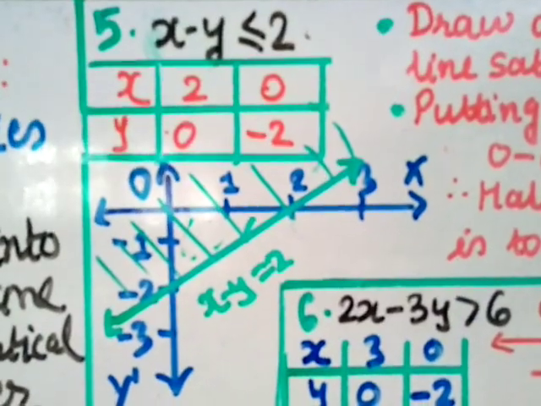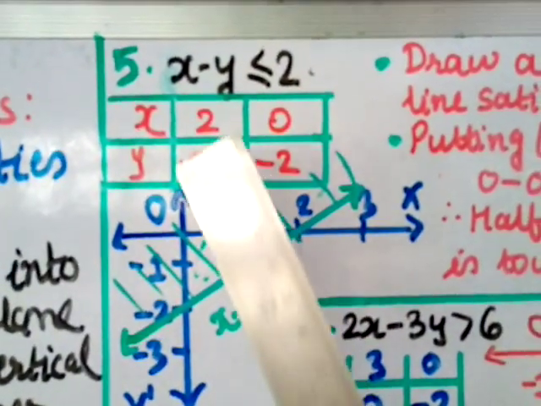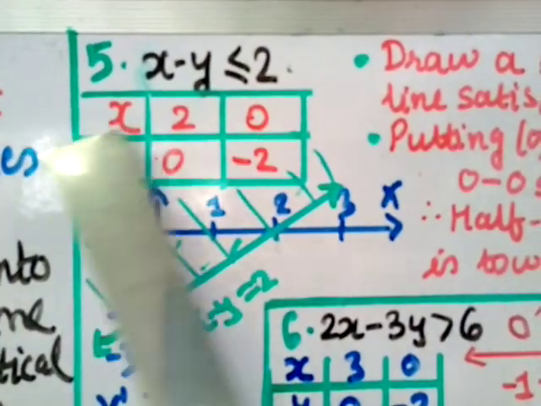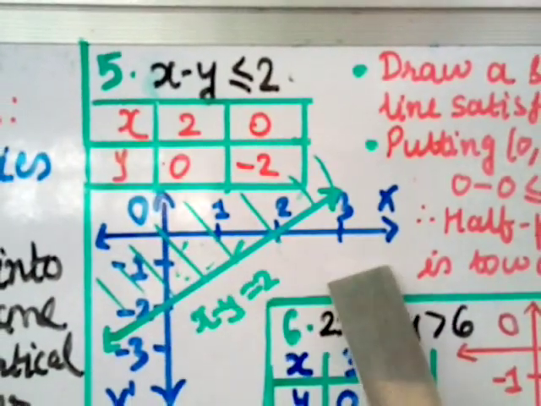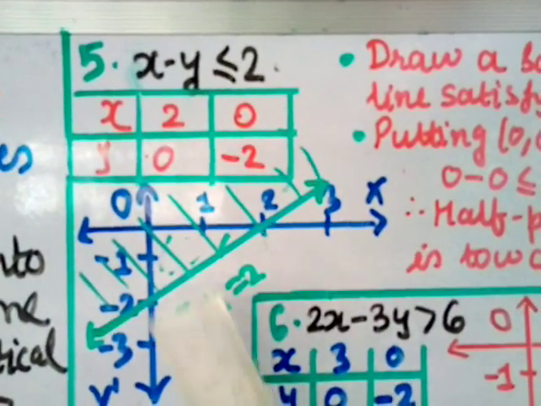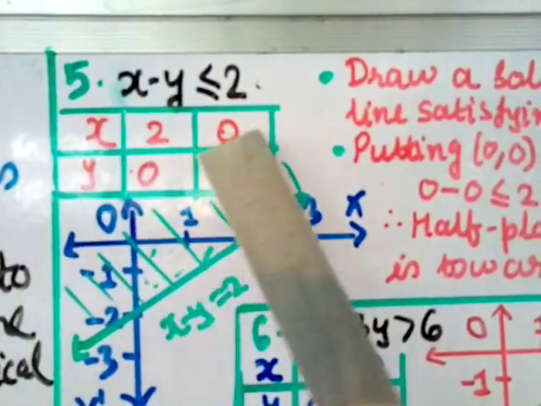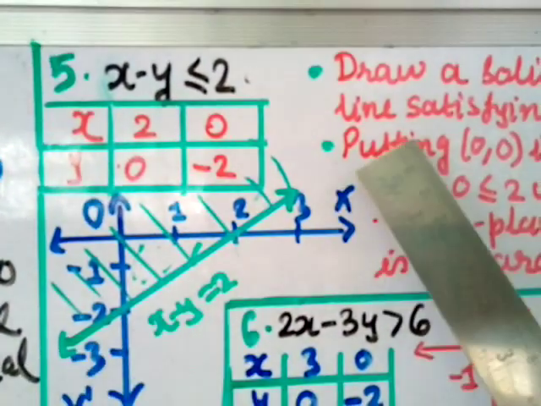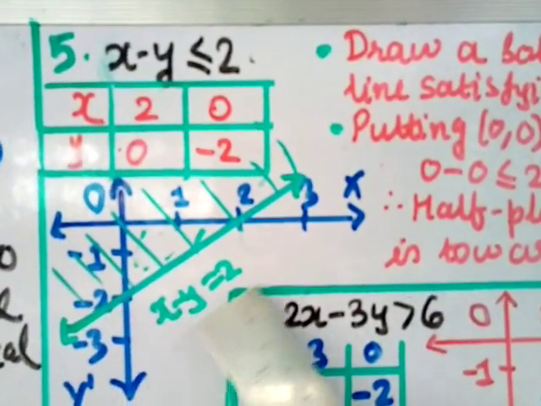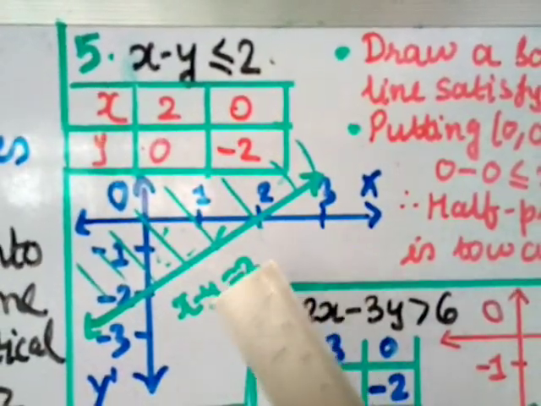So again this will also be in the fourth quadrant. This is the x-axis, this is the negative y-axis, this is the origin. I need only 1 and 2, so I am taking 1, 2 and 3, and here minus 1, minus 2, minus 3. When x is 2, y is 0, so this point. When x is 0, y is minus 2, that is this point. Join the line, so you get the line x minus y equal to 2. So this is the required line.